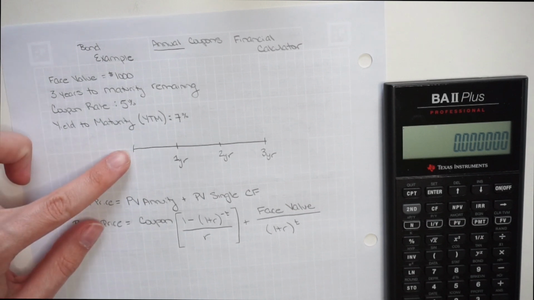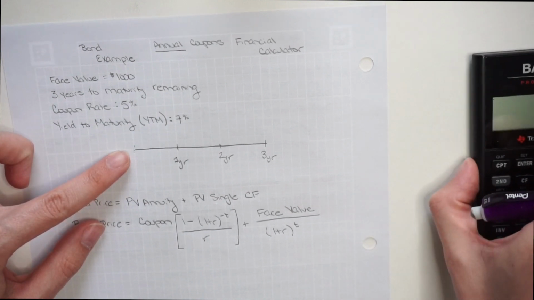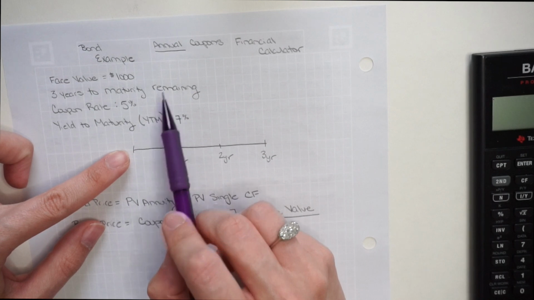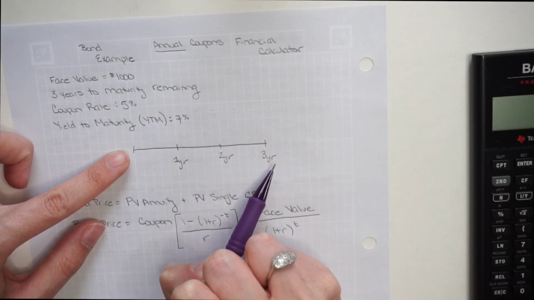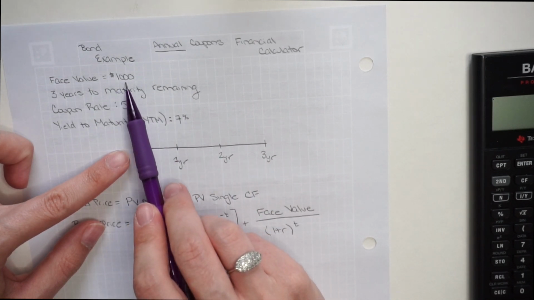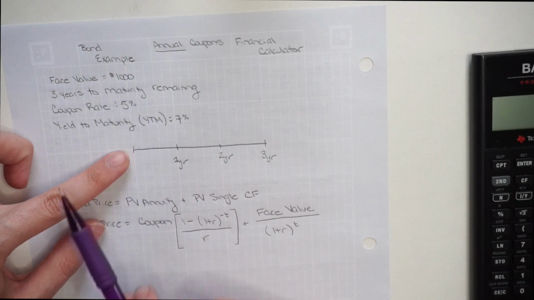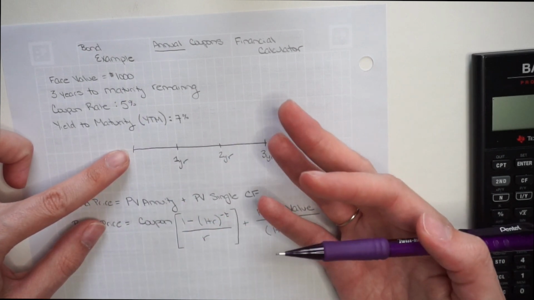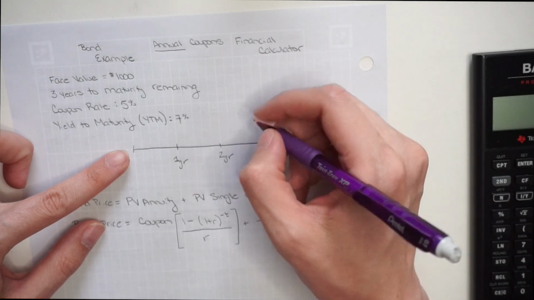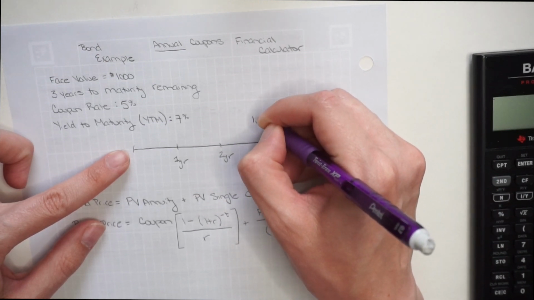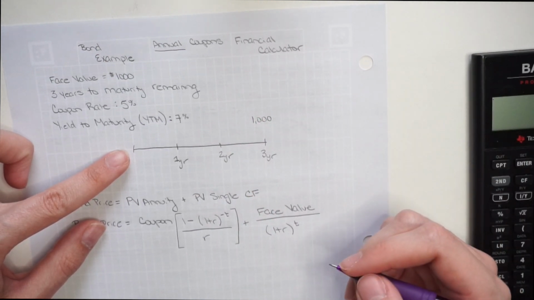So let's start with our timeline. On the timeline, I have 3 years to maturity remaining, so that's what I started with, 3 years here. Now the face value is the easiest one to fill in on the timeline. The face value we get back at the end of the bond, when the bond matures. So I'm going to add $1,000 to the end of my timeline.